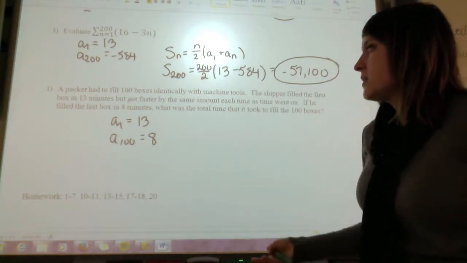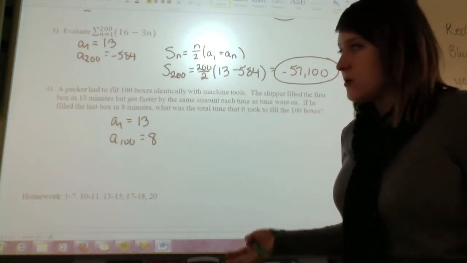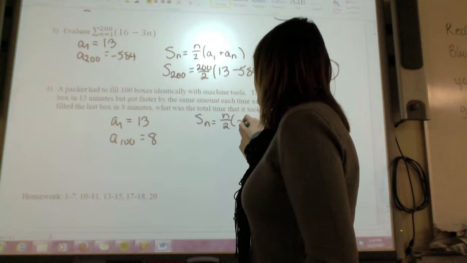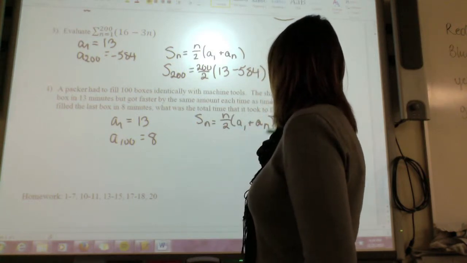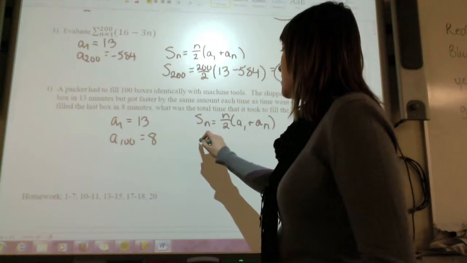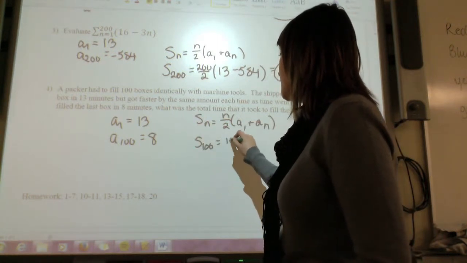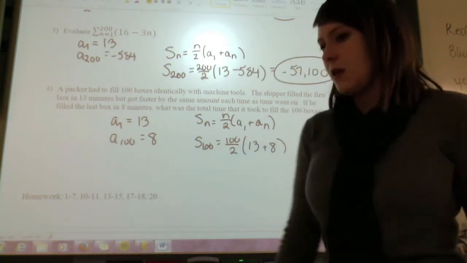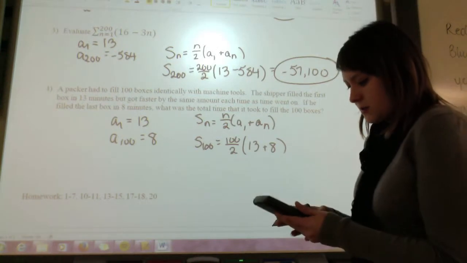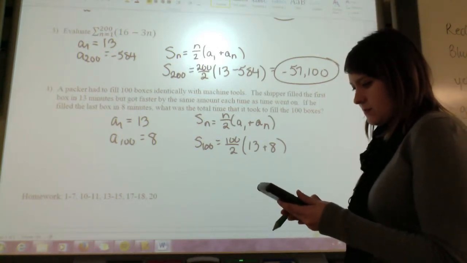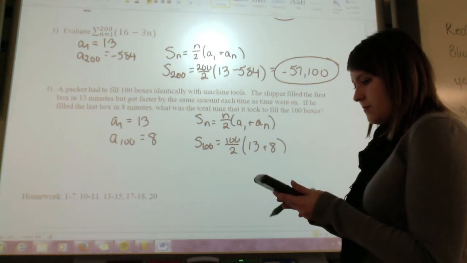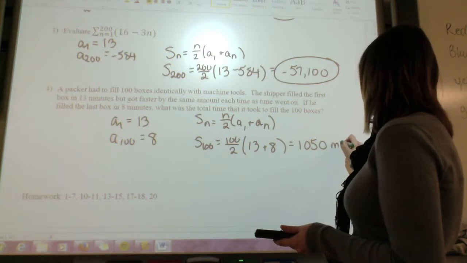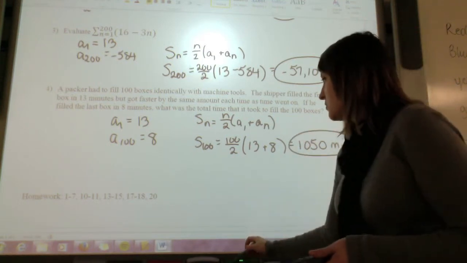I know that I'm changing by the same amount each time, so I don't know my d value, but I can use S sub n equals n over 2 times a sub 1 plus a sub n. So in this case, I'm filling 100 boxes, so the sum of my first 100 terms is going to be 100 over 2 times 13 plus 8. Okay, again, I'm going to plug that into my calculator. So I take 13 plus 8, then I multiply it by 50, and I get 1,050. So it took him 1,050 minutes in order to fill those 100 boxes.